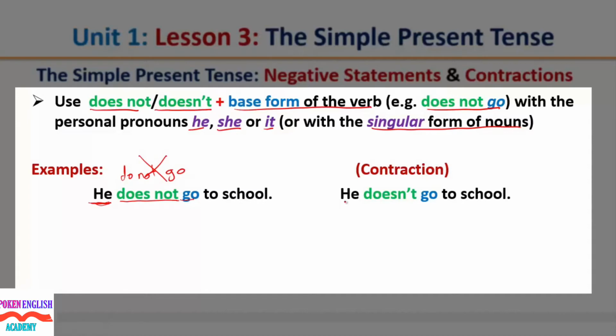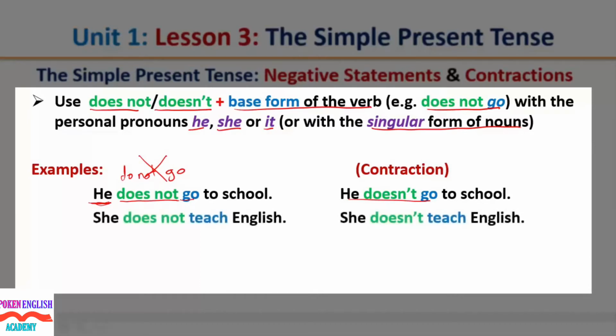Now, the contracted form, he doesn't go to school. Another example. She does not teach English. Notice here also we use does not after the pronoun she. The contracted form, she doesn't teach English.